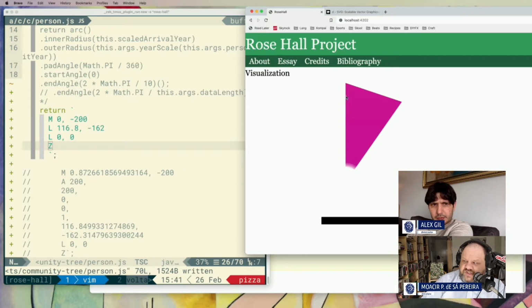This indicates the move from 0 to minus 200. Then it draws a line over to 168 and then to minus 162. These coordinates are in the frame of reference of the thing as a whole, not in the frame of reference of this point, right? As we expect, that's normal. And this says go back to 0, 0, and then close the thing.